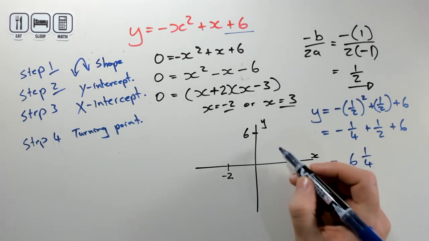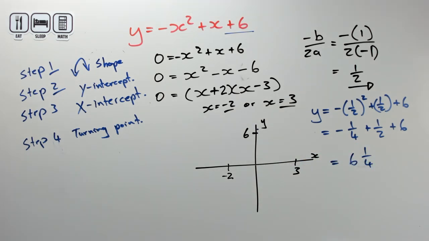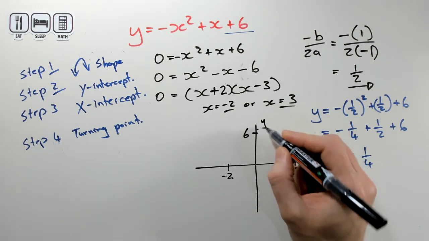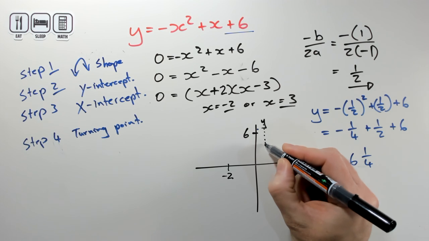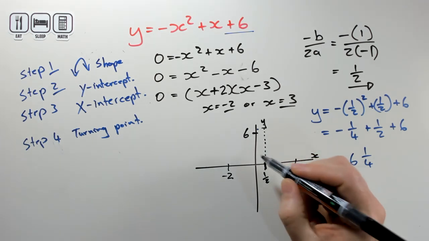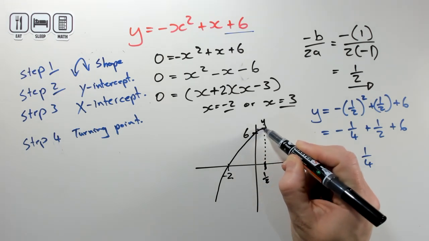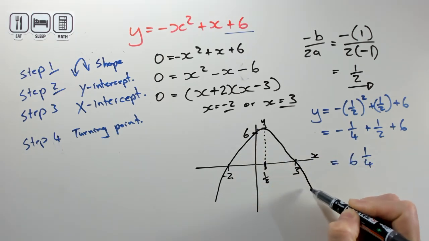6.25. So just about there is going to be the turning point, a little bit higher, where, let's say if I made a little line here, that this place is going to be a half, and the parabola is going to go up here, turn there, and then go down there.